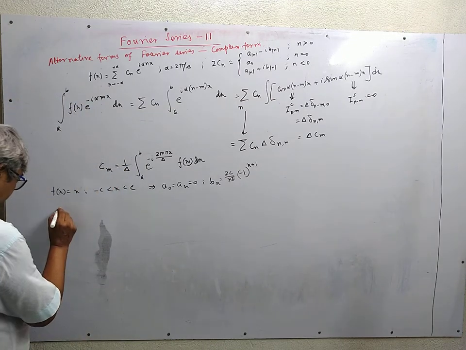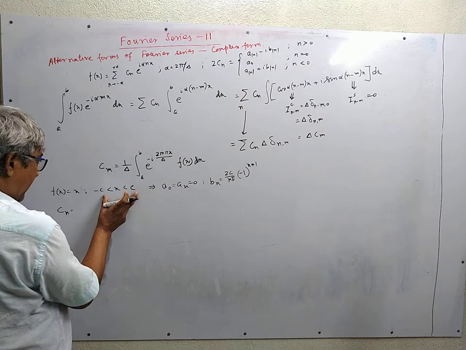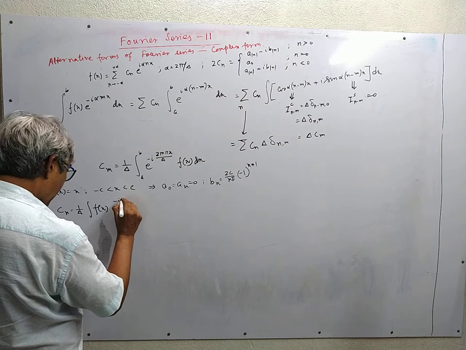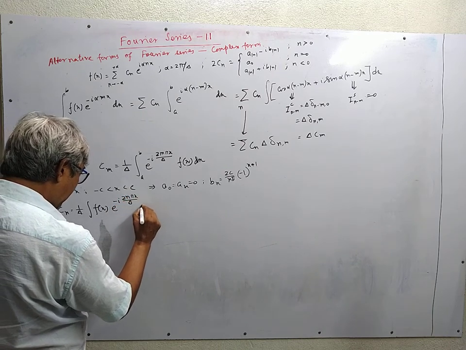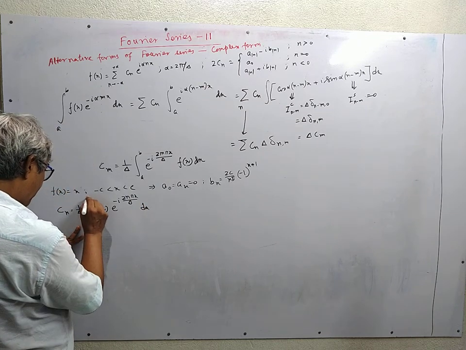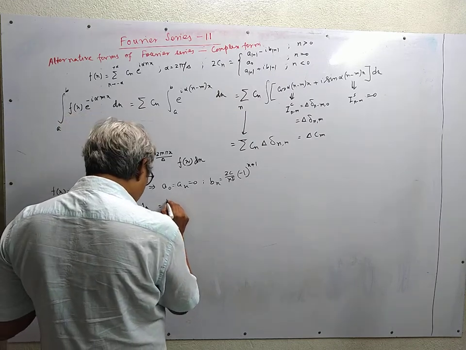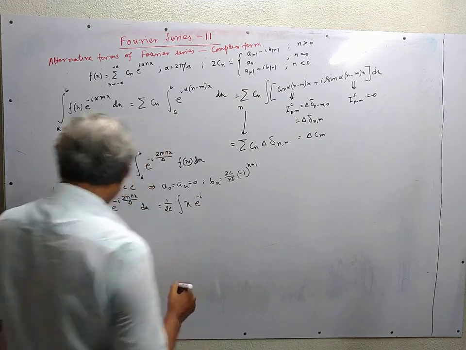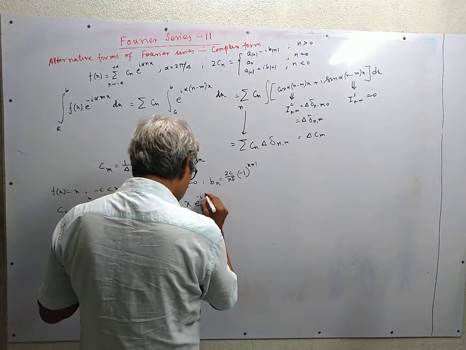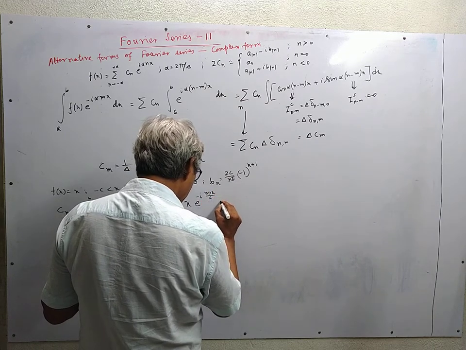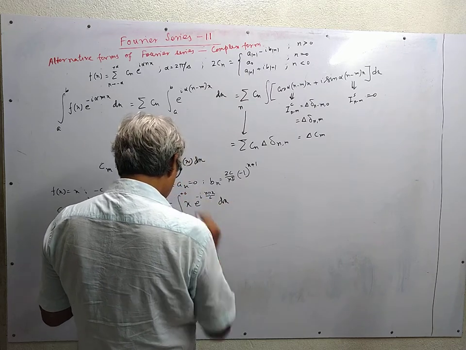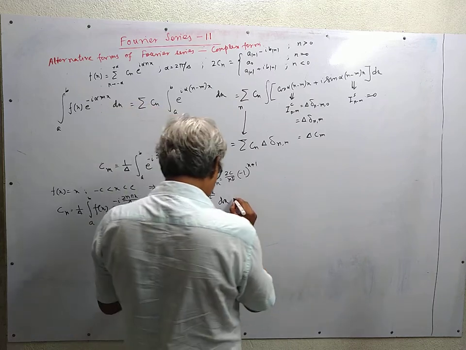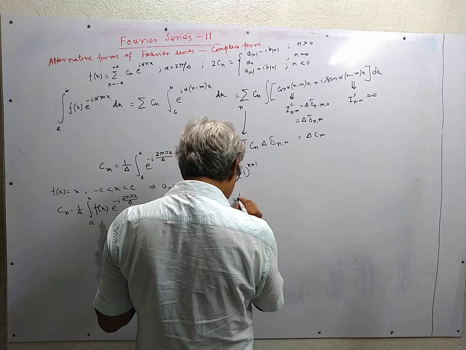Now we calculate Cn. In this case it is 1 upon delta f of x e to the power minus i 2 n pi x by delta dx, from a to b, so this becomes 1 by 2c, for delta is equal to 2c. Then we will have x e to the power minus i n pi x by c dx. We take this as first function and this as second function, so we will have 1 upon 2c there.